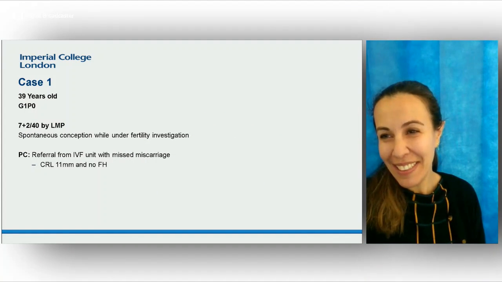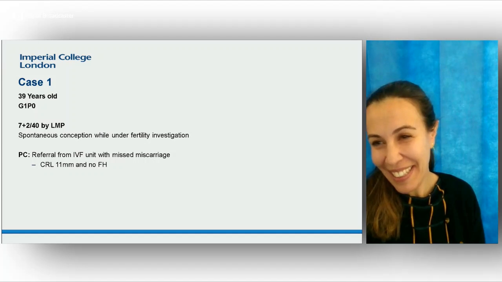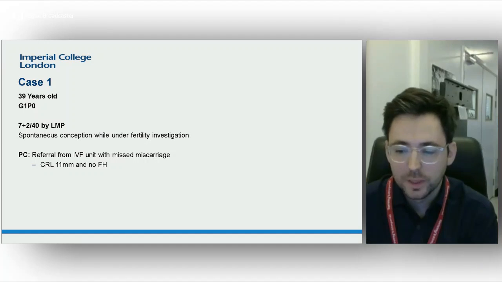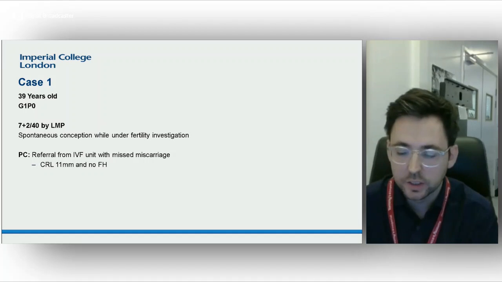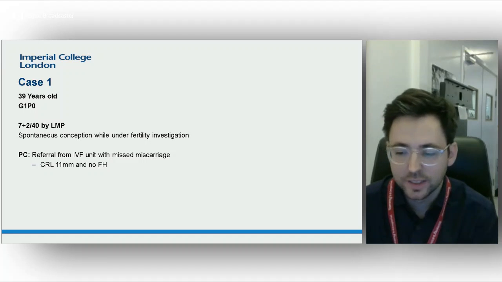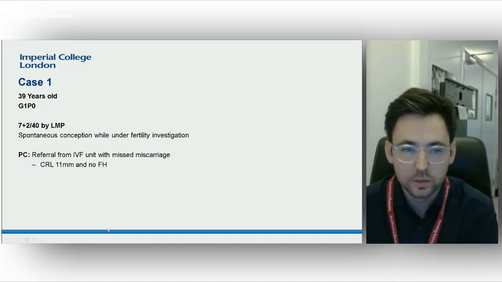So if we go on to the first case, we have a 39-year-old lady who is in her first pregnancy at 7 weeks and 2 days pregnant by her last menstrual period. She had spontaneous conception, but she was under investigation by the local fertility unit and was referred with a possible miscarriage. They'd measured a CRL of 11 millimeters and no fetal heart.